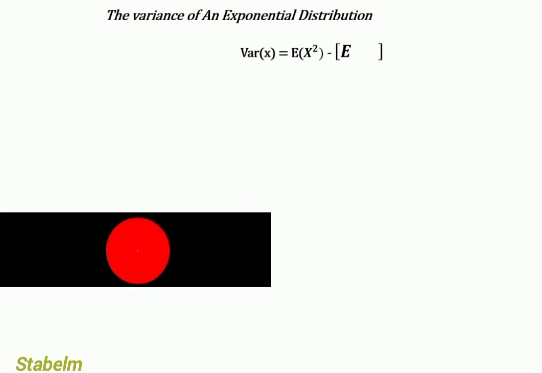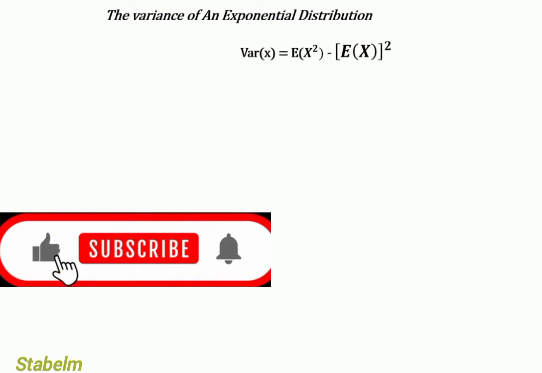Now we need to get the variance of an exponential distribution. First of all, let's look at what the variance of an exponential distribution is all about. We have E of x raised to the power 2 minus E of x all squared. We've already gotten E of x, which is the mean.